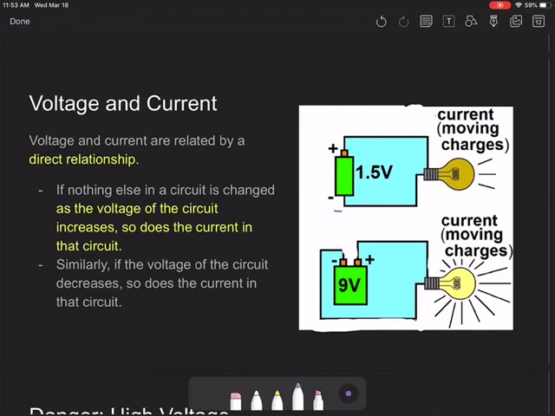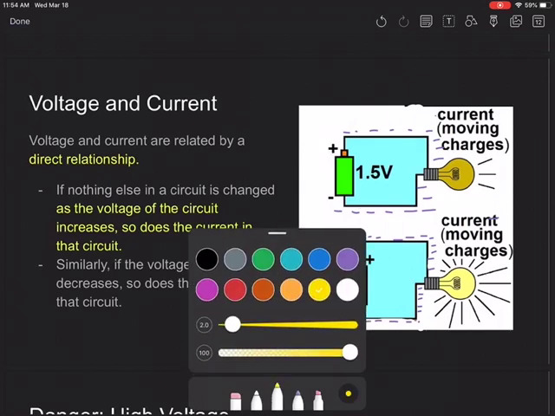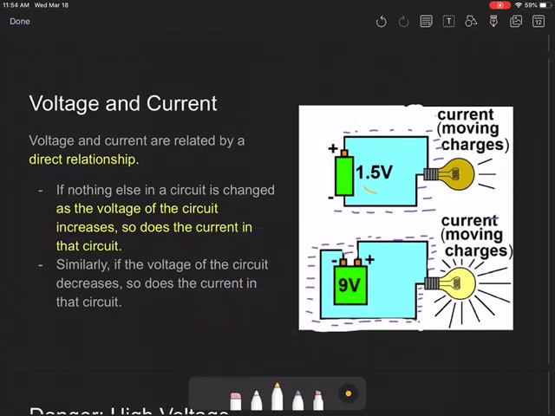So what we're going to do is, instead of positives, we're going to throw negatives all around this circuit here. Because that's how they travel, and they travel from the negative to the positive. Okay. Before we do that, they travel from negative to positive. Negative to positive, okay?